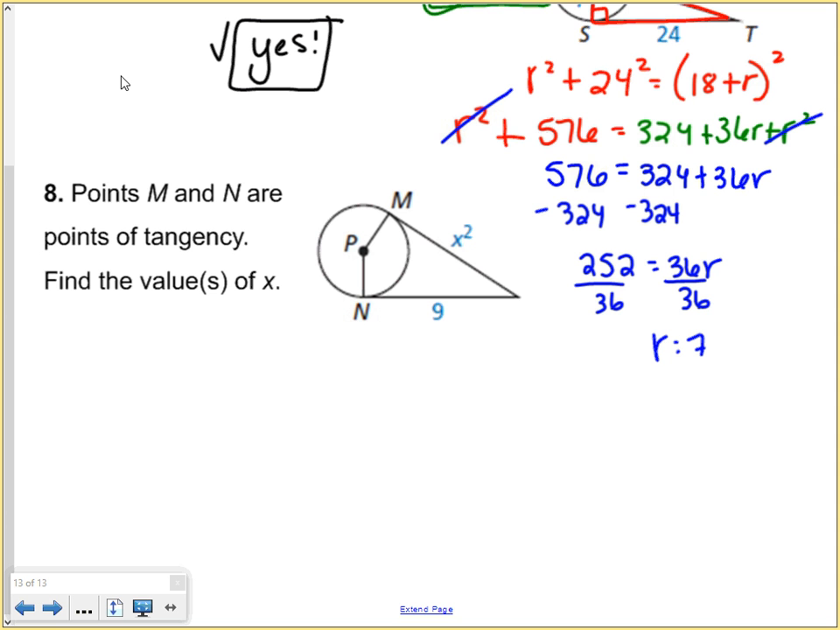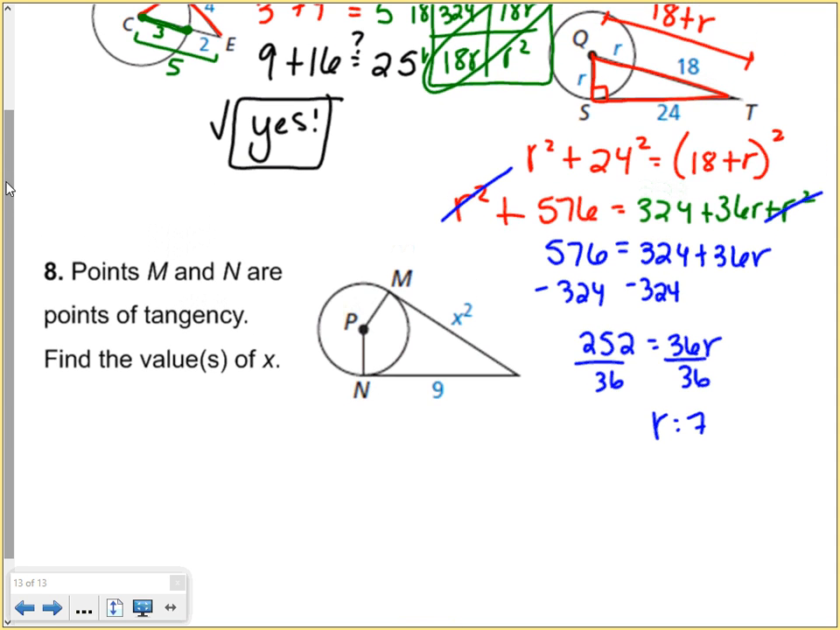Okay. So I did the Pythagorean theorem. The C was Q to T. So r plus 18 or 18 plus r. When you square that, you have to box method it, which is what this was in green. Well, then the r squared canceled, and then it was a two-step equation.